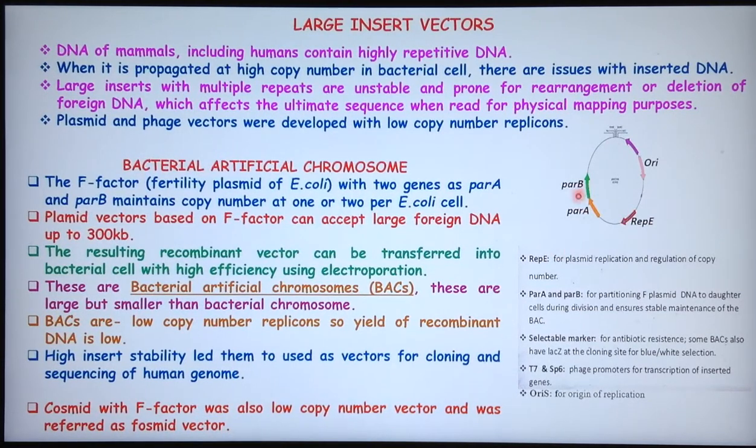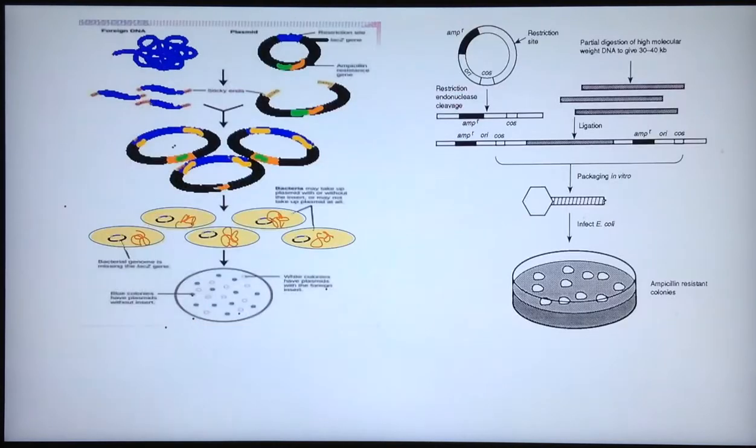Here this bacterial artificial chromosome will have the F vector, ORI, and Rep-E. Rep-E is for plasmid replication and regulation of copy number. PAR A and PAR B are the F vector, the selectable marker can be antibiotic resistance, T7 and SP6 phage promoters are for transcription of the inserted gene, and ORI-S is the origin of replication. Here we can see the foreign DNA, and the foreign DNA can be cloned into this plasmid vector.